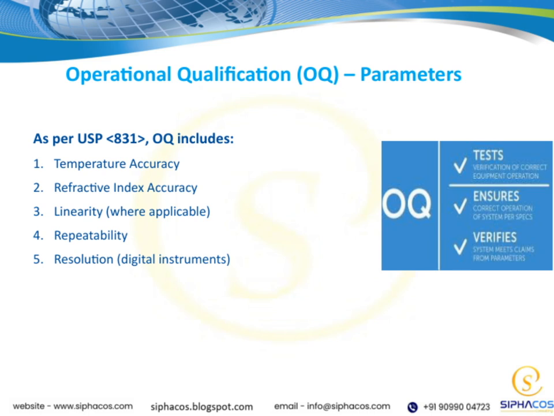We also need to check repeatability, meaning that the instrument can produce consistent results under the same conditions over multiple tests. Lastly, resolution, especially relevant for digital instruments, refers to the smallest change they can detect. These parameters collectively ensure our equipment is performing within the expected limits, which is fundamental to maintaining quality and compliance throughout our processes.